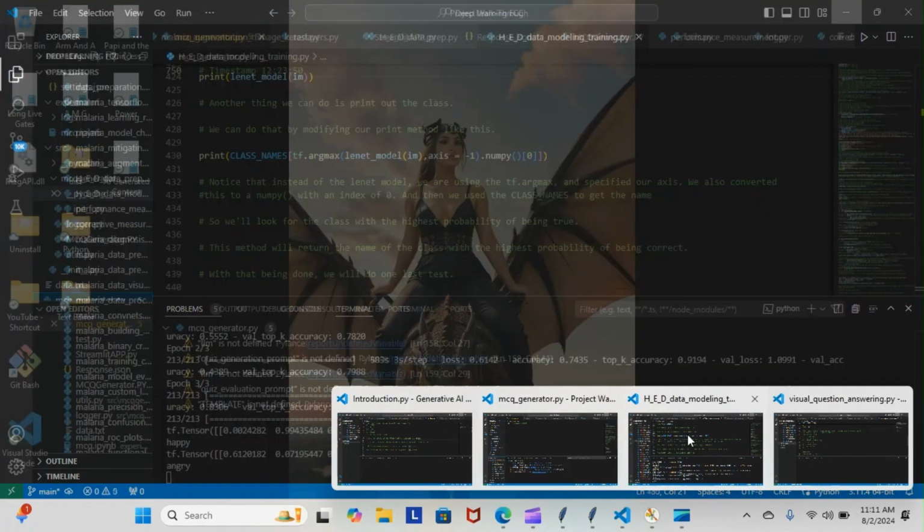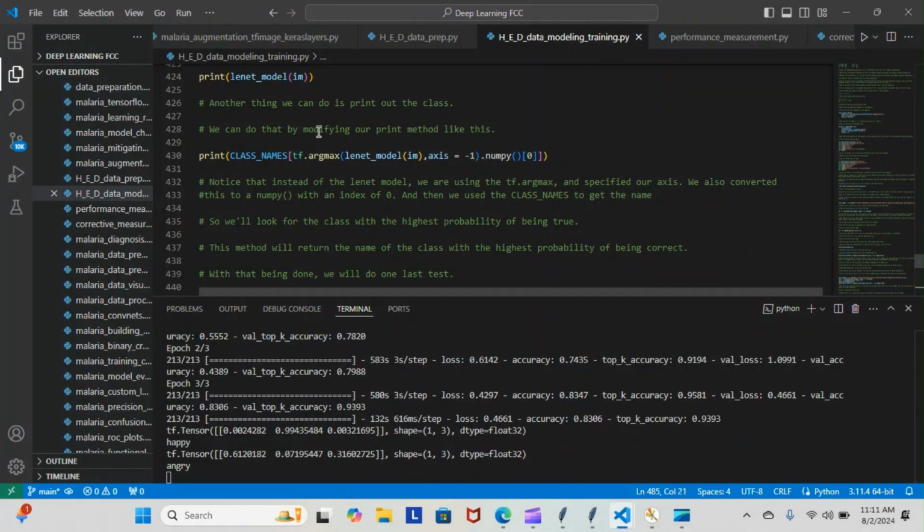Yesterday, if you recall, the last thing we went over was printing out the labels for our image. We passed in a certain image to our model and had it classified for us with the three classifications. Today, we're going to print it out so that the model tells us exactly what kind of classification we have. It's going to be happy, sad, or angry. So we're going to do that.